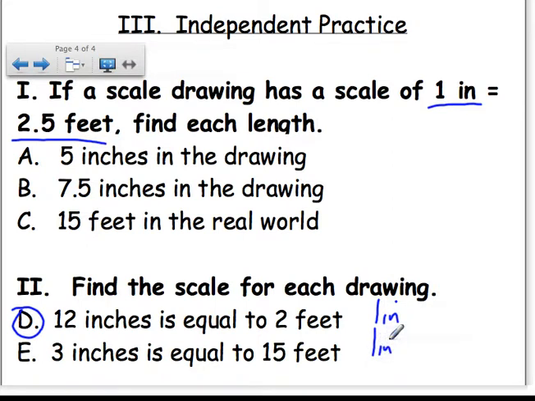If you're successful on these, you should be ready for objective assessment 3C.1.3. Good luck.